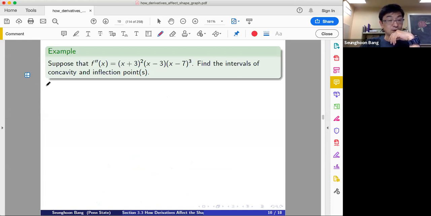Here, you can solve either one: second derivative equal to 0 or second derivative does not exist. You solve this one first. The second derivative is a polynomial, always well defined, so you don't need the other. Here, only second derivative equal to 0.